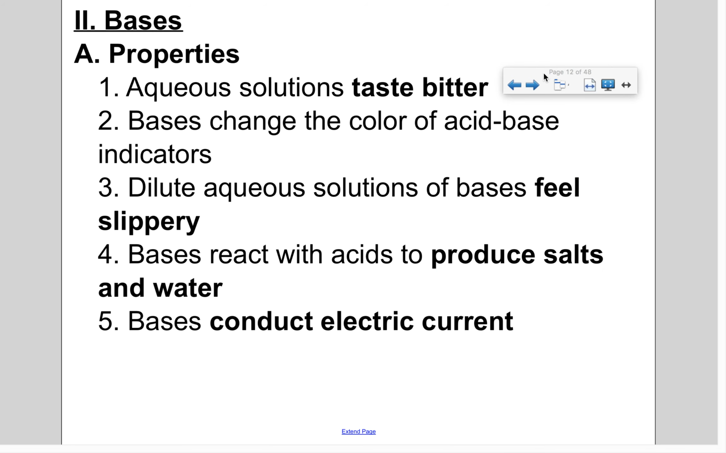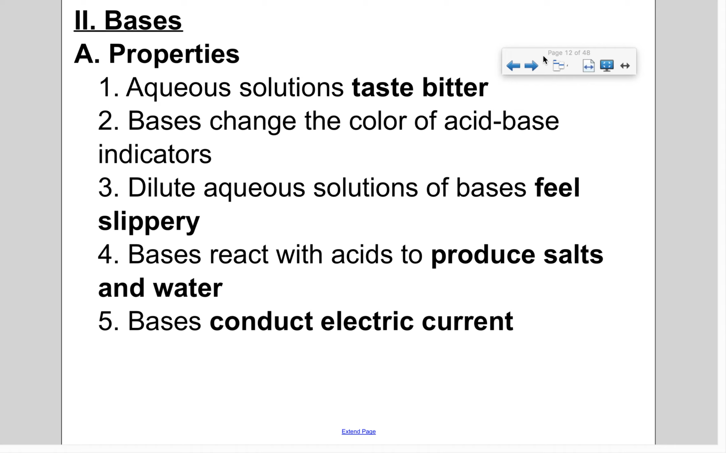Okay, that does it for properties of acids. Moving on to properties of bases. So acids taste sour, bases taste bitter. And again, I do not encourage you to go sip on ammonia and taste the bitterness, right? Bases change color in acid-base indicators. So I'll just recap that on the next slide.